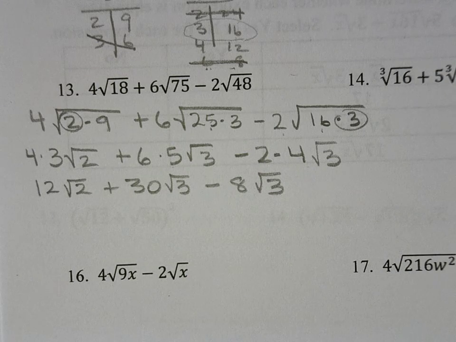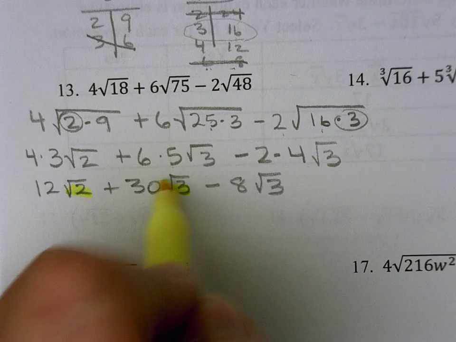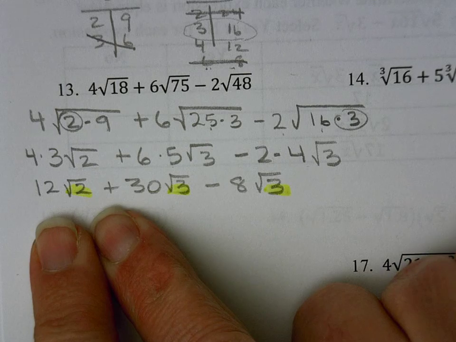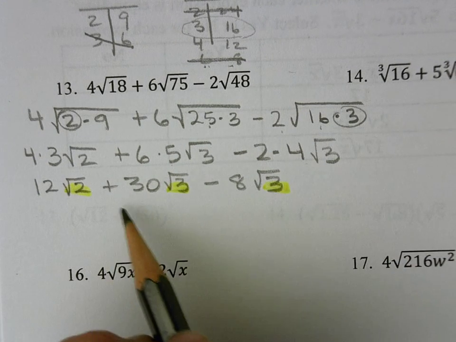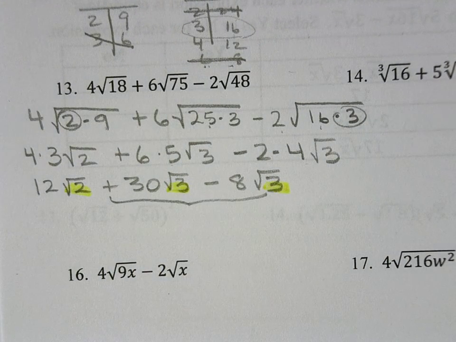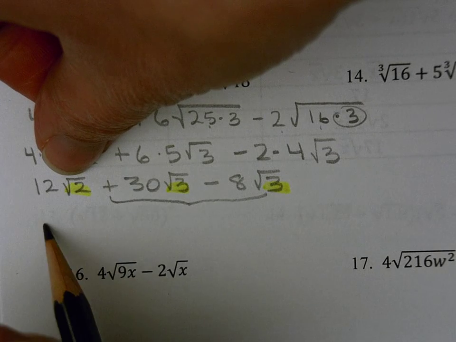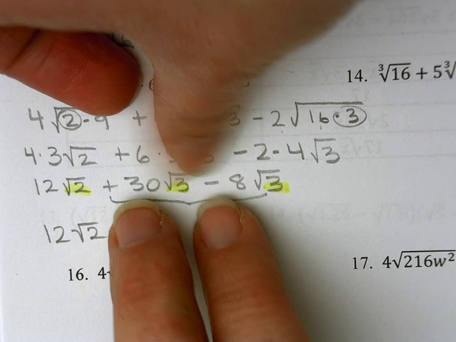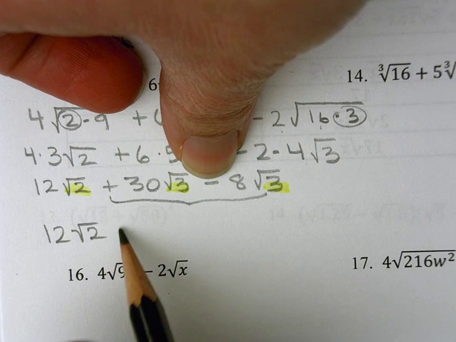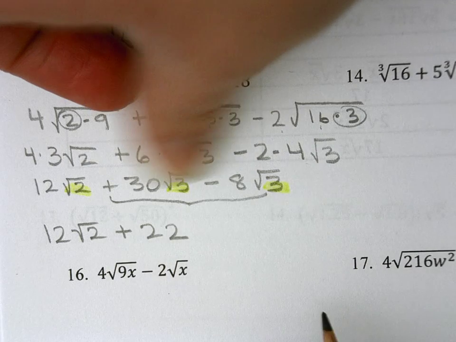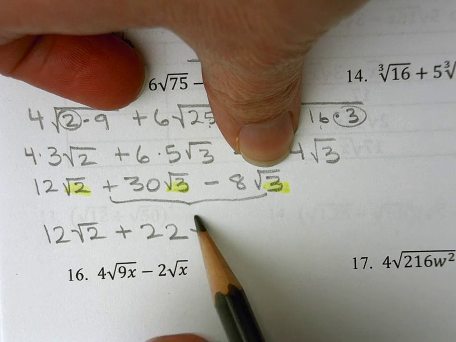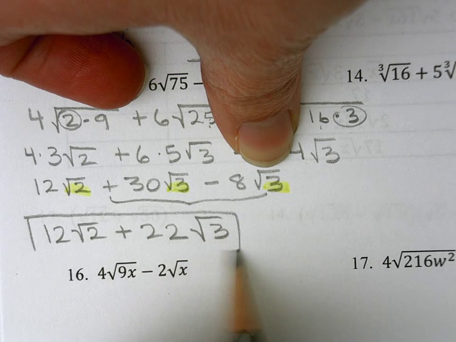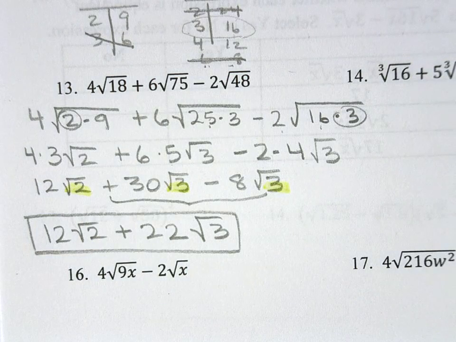And then if I look at my square roots here, the first one is a square root of 2, but these are both 3's, so that means I can combine these together because they both have the same radical. So this will stay 12 square root of 2. And then here I want to combine just the coefficients, so 30 minus 8 is 22, and then the square root stays the same. And then I can't combine these because they don't have the same square root. Okay, and then that's the homework help for worksheet 3.